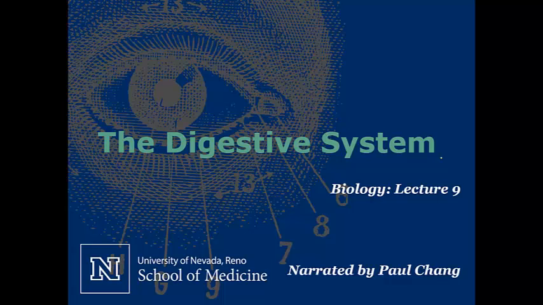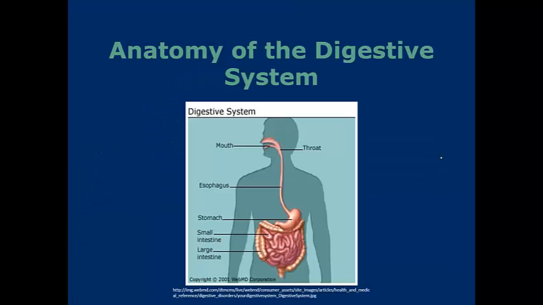Continuing our discussion of biological systems, we're going to go into the digestive system in Lecture 9 of this module. As usual, we're going to start off by talking about the anatomy of the digestive system. Below is a diagram listing out a general overview of what constitutes the digestive system.